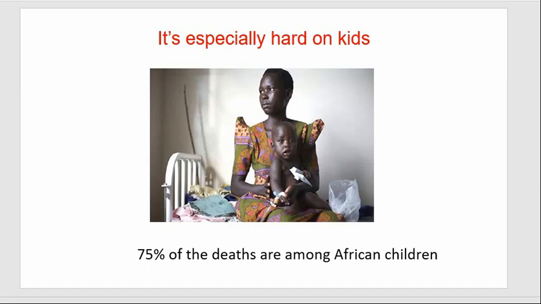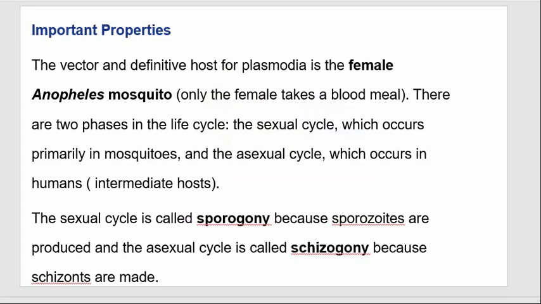It's causing death of about 75% of the deaths among African children. The most important features of these species: the vector and definitive host for Plasmodium is the female Anopheles mosquito. Only the female takes a blood meal.